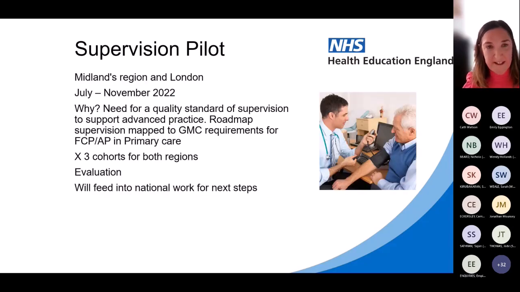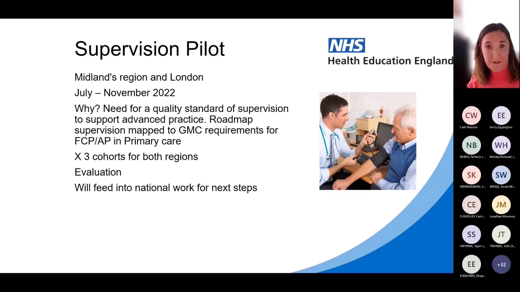There we are. So recently here in the Midlands, we've been running a supervision pilot along with a London faculty. We've taken some of the work that Julia Taylor's been doing with the roadmap supervision course and taken it out of primary care to see how it would work in other settings. So it's been running now from July, and we've just finished the second day of our final course here in the Midlands. So why did we do it?